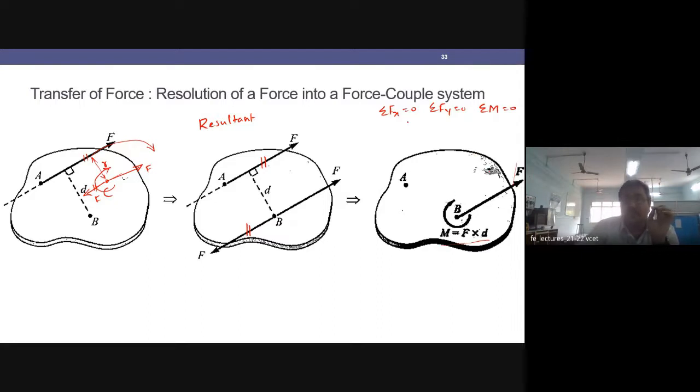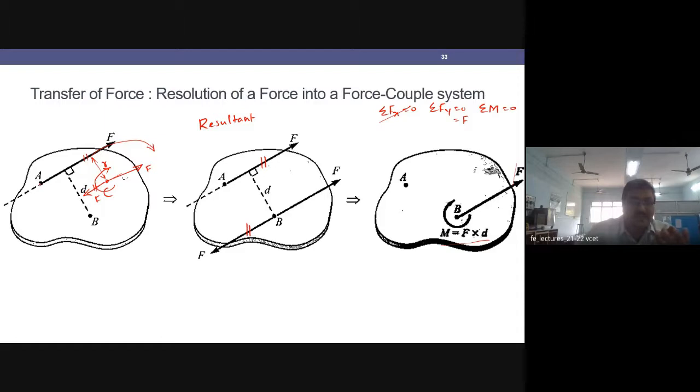So what I'm talking about here in this case: if sigma Fx is 0, then sigma Fy, the net effect, becomes F only. It does not change. What is the total force acting in the system? It is still F only. And sigma M, that adds. Previously also that was there.